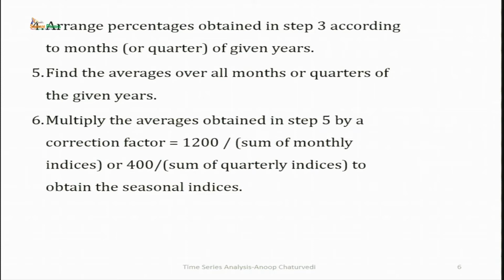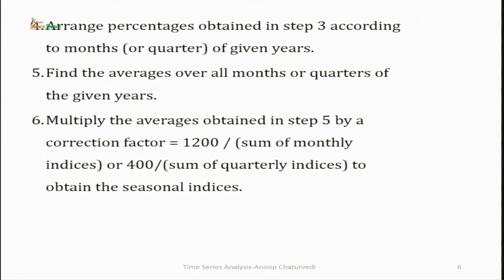Then you arrange the percentages obtained in step 3 according to months or quarters of the given years. Then we further find the averages over all months or quarters of the given years. And then you multiply the averages obtained in step 5 by a correction factor, which is 1200 upon sum of monthly indices or 400 upon sum of quarterly indices to obtain the seasonal indices.